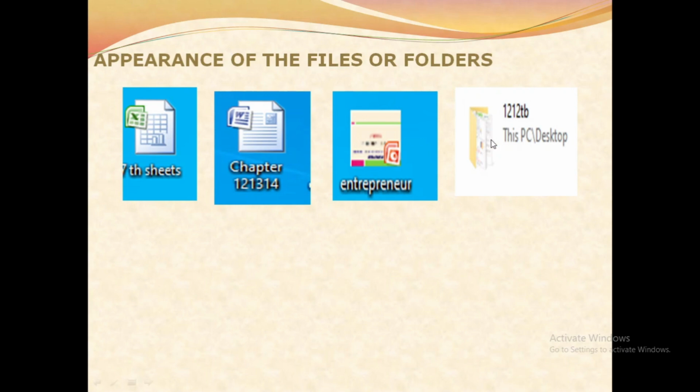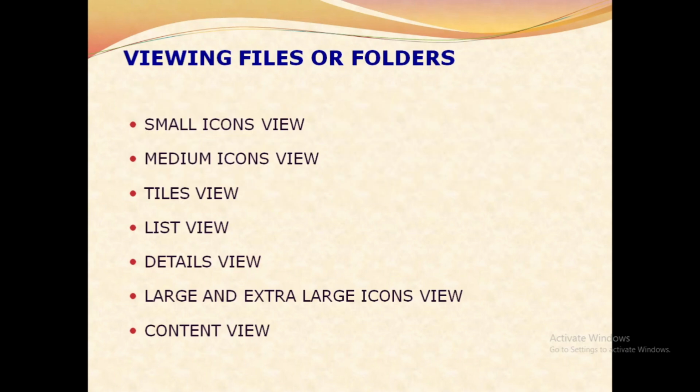And here we can see the folder. The files in the folder will be displayed. This is one image of the files and folders. And we have different views of files and folders: small icon view, medium icon view, tiles view, list view, details view, large and extra large icon view, and content view. These are the different ways we can view the files and folders. So now by sharing the screen, I will explain each one by one.